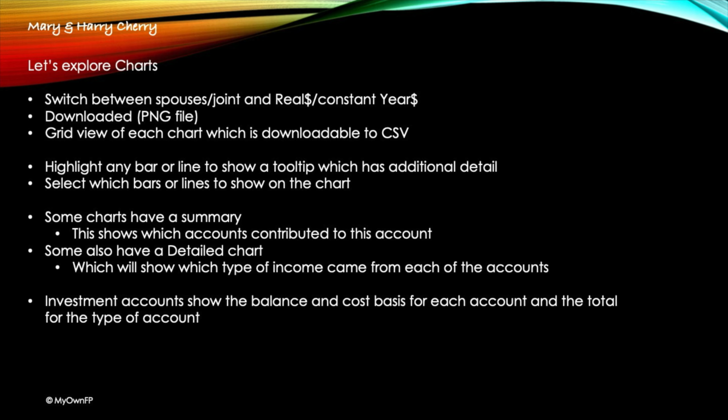And just like in the main grid, you can switch between Mary and Harry and joint. You can go between real and constant currency dollars. You can highlight any line or bar on the grid at any point in time, so you can simply see that. You can download the grid or the charts to a PNG file, and you can view the grid or the chart in a grid format as well. And then once you view it in a grid, you can also download that to a CSV.